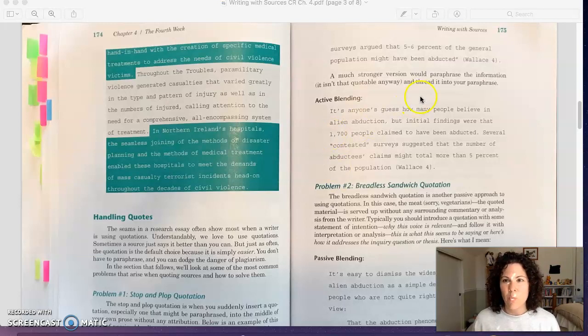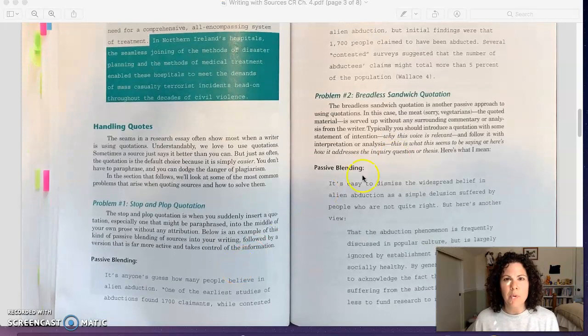So here, instead of just using this drop quotation, we could paraphrase. And this says, it's anyone's guess how many people believe in alien abduction, but initial findings were that 1,700 people claimed to have been abducted. Several contested surveys said that the number of abductees claimed might total more than 5% of the population. First of all, that's crazy. But also notice the difference.